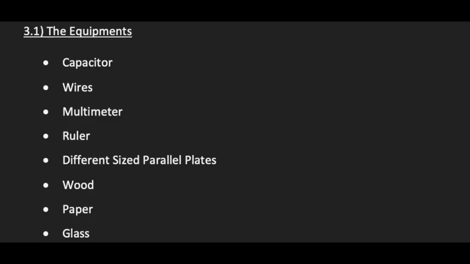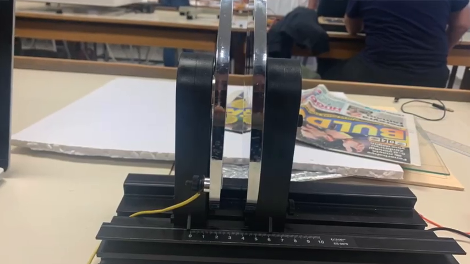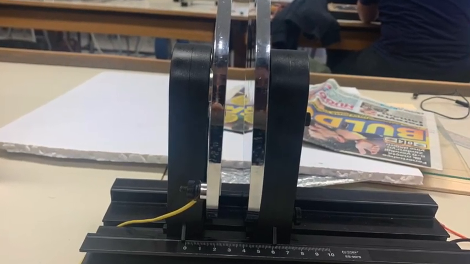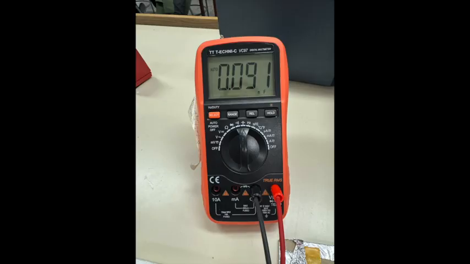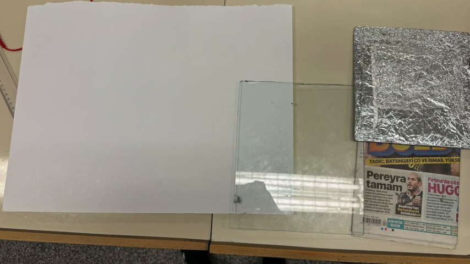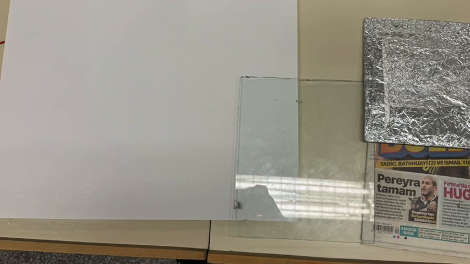Hello everyone. Today I'm going to present my Physics 102 final project, which is the factors that affect the capacitance of a capacitor and its potential energy. Before moving on to the stages of the experiments, I will talk about the equipment I used. The equipment that I used for the experiments are a capacitor, wires, multimeter, ruler, different size parallel plates, paper, and glass.